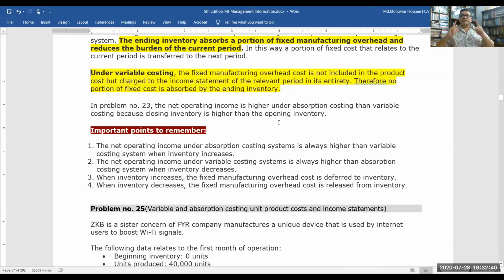Under variable costing, fixed manufacturing overhead cost is not included in the product cost. It is included in the period cost, which changes the income statement of the relevant period in its entirety. Therefore, no proportion of fixed cost is absorbed by the inventory under variable costing. That's why the figure is not the same under variable costing and absorption costing.